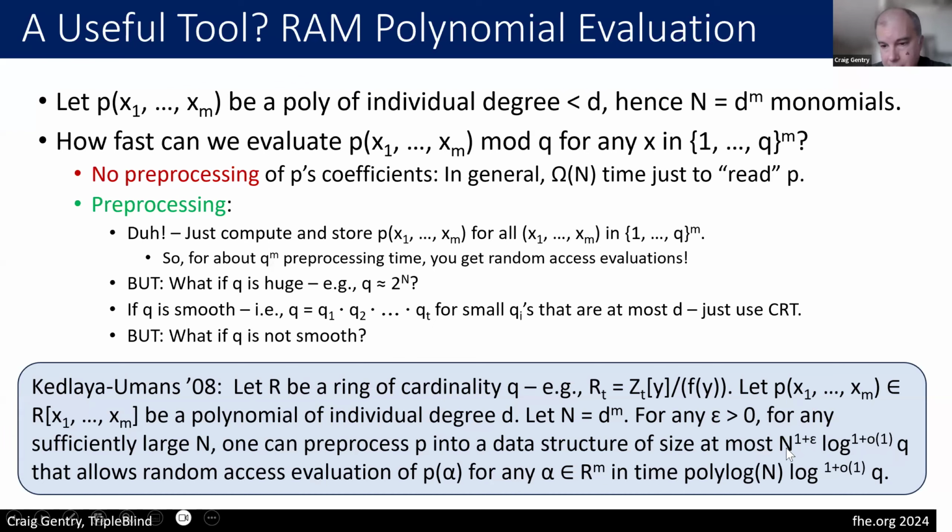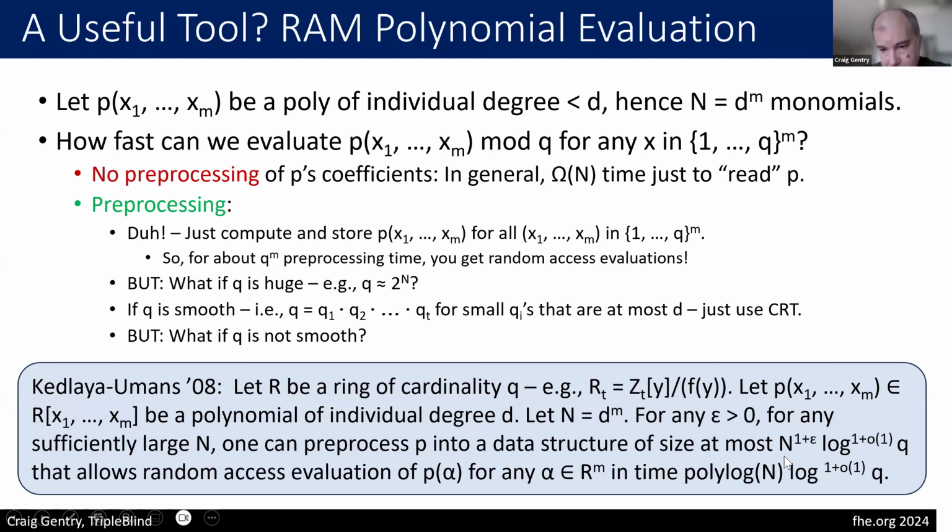By the way, what is the initial size of p? Well, p has n coefficients, and each of them is mod q. So just storing p natively takes size n log q.